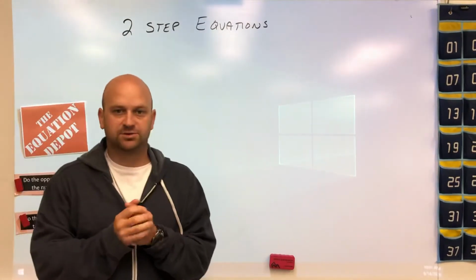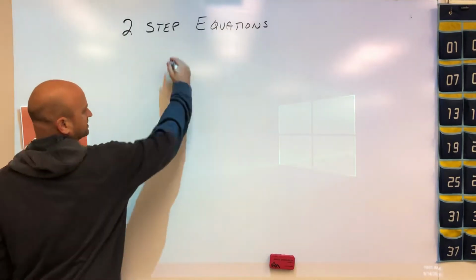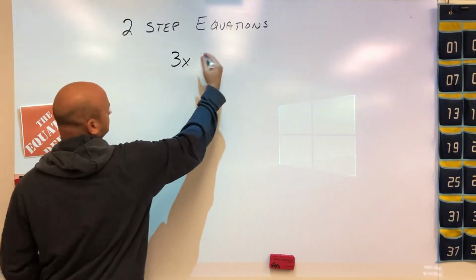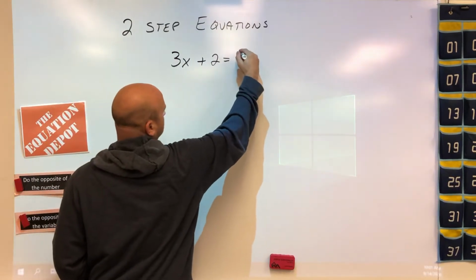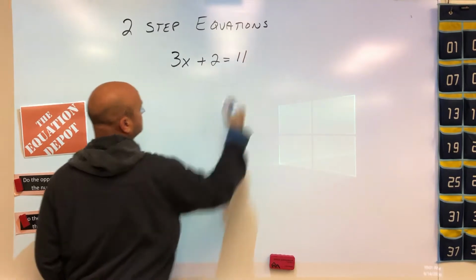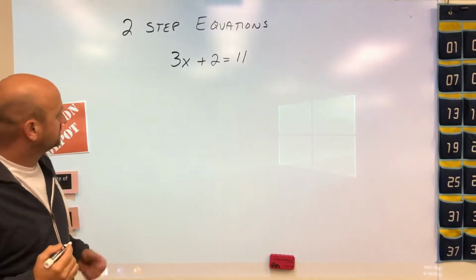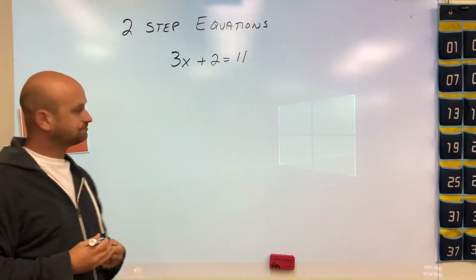All right, today's video we're going to go over how to solve a two-step equation. So in a simple example, a two-step equation might be something like this. Okay, something like that. So we have our variable term and then we have two constant terms.